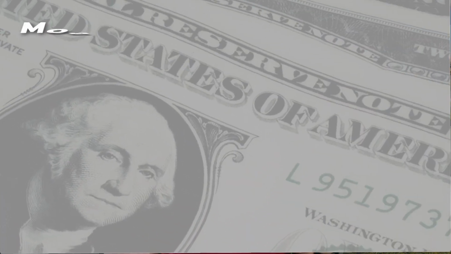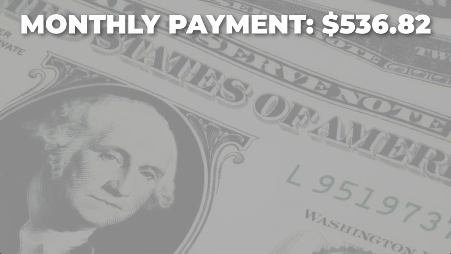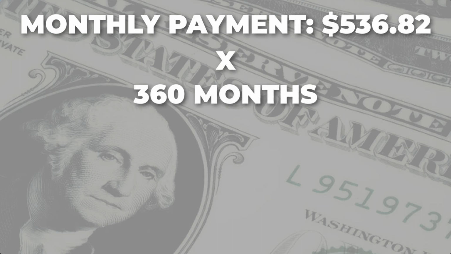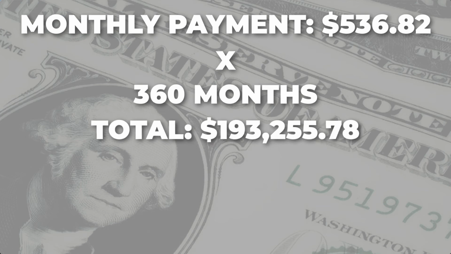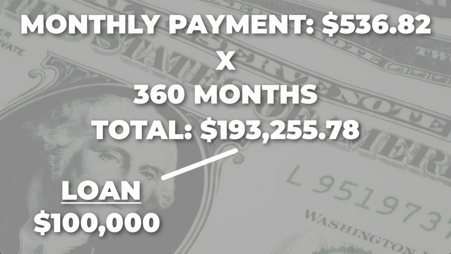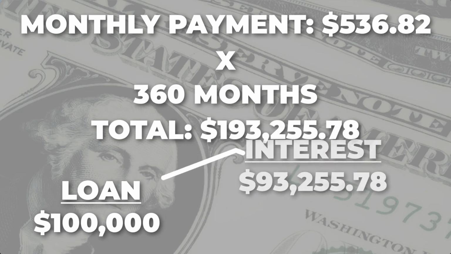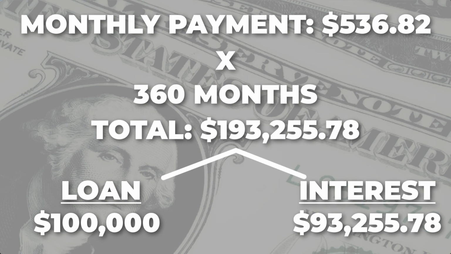What this also lets us do is figure out how much you'll pay the bank over the course of the entire loan period. If you're making monthly payments of $536.82, we can multiply that by the 360 months you'd have the loan and find out that you'd pay the bank on your $100,000 loan a total of $193,255.78. Though remember that $100,000 of that is just paying them back for what they lent you in the beginning. The remaining $93,255.78 is what you paid the bank over 30 years in interest.